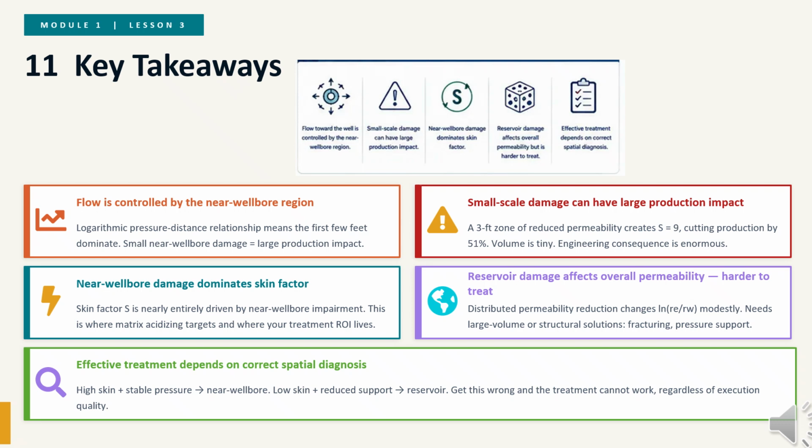Everything in this lesson comes down to location. Near-Wellbore region controls flow, not the full reservoir. Small damage can cut production in half. That is leverage. Skin is driven mostly by near-wellbore effects. That is where your return is. Reservoir damage exists, but it is harder and more expensive to fix.